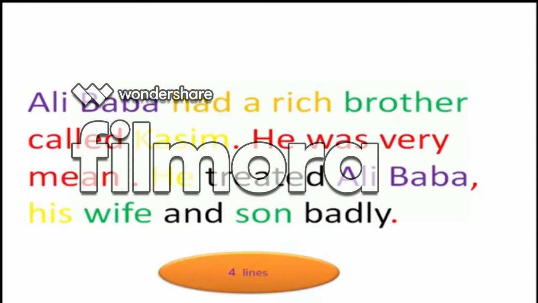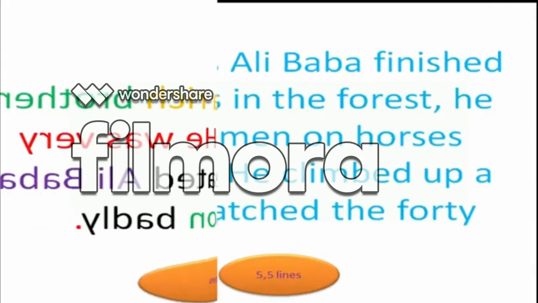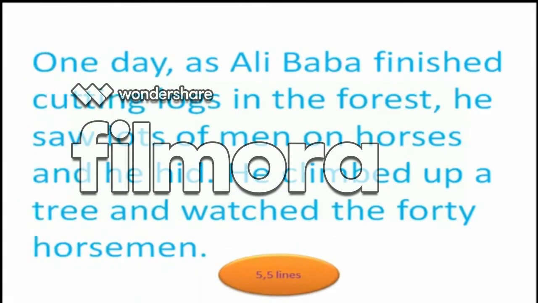Now let us move on to the second passage. سننتقل إلى الفقرة الثانية بنفس الطريقة. Here is the second passage. Listen please. First reading. One day, as Ali Baba finished cutting logs in the forest, he saw lots of men on horses and he hid. He climbed up a tree and watched the 40 horsemen. Now this is the first reading.